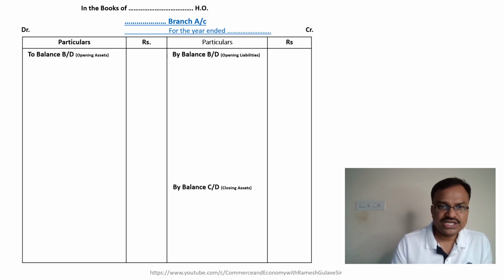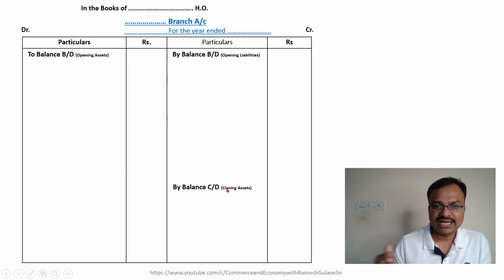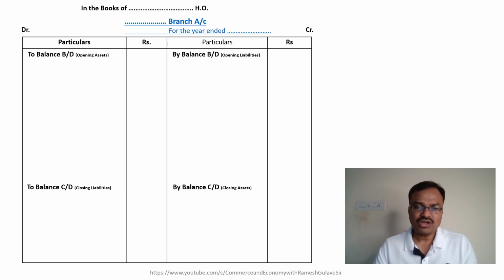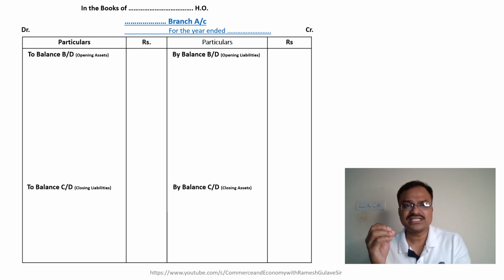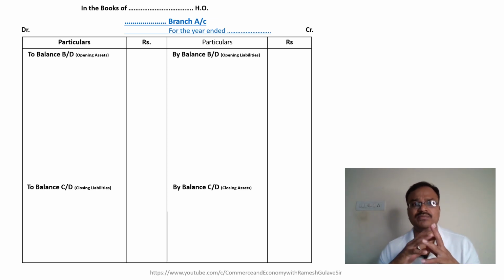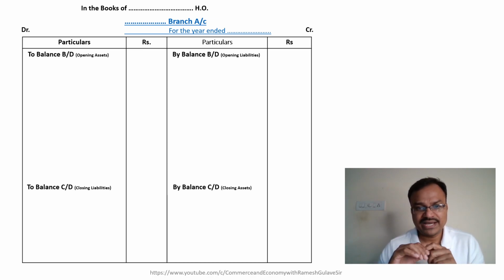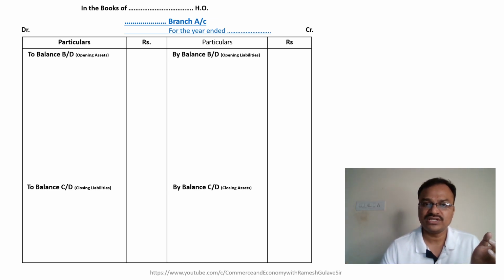Then closing balance of assets is recorded on the credit side at the end of the year. Then similarly, closing balance of liabilities is recorded on the debit side of the branch account at the end. Here you can relate that some items are recorded at a particular place only, like opening balance of assets is recorded on the debit side at the beginning, and closing balance of assets is recorded on the credit side at the end of the account. Similarly, opening liabilities on the credit side and closing liabilities on the debit side, right?